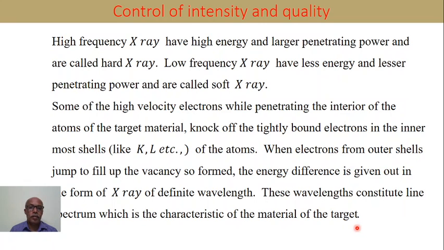When the incident or striking electrons have larger kinetic energy, they penetrate deep into the atom and knock out an electron from the innermost orbit of the atom. In order to occupy that innermost vacancy, an electron from the outer orbit will make a transition to the innermost, during which the energy difference will be liberated in the form of X-ray having definite wavelength, which is the characteristic of the material of the target.